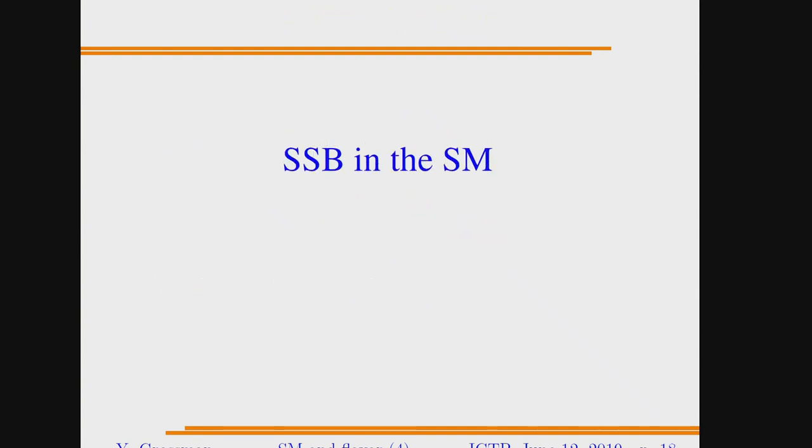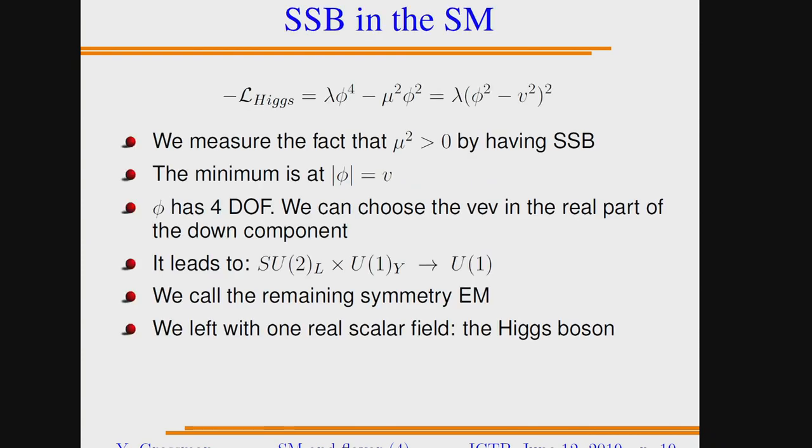So now let's talk about spontaneous symmetry breaking in the standard model, in the leptonic standard model. We look at the scalar potential, and it's basically just phi to the 4 minus mu squared phi squared, and if the couplings are positive, then I have a breaking. As I said before, we don't really know, we have to measure. And the way we measure it is by the fact that the electron is massive. Just by noting that the electron is massive, we know that we have spontaneous symmetry breaking. So we know that mu squared is indeed positive.